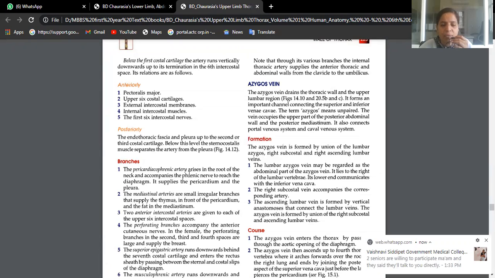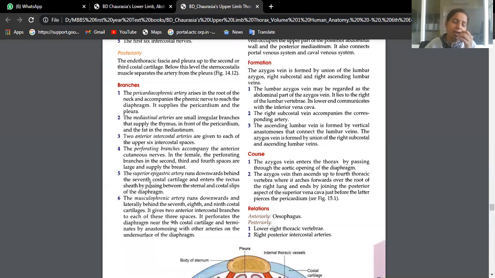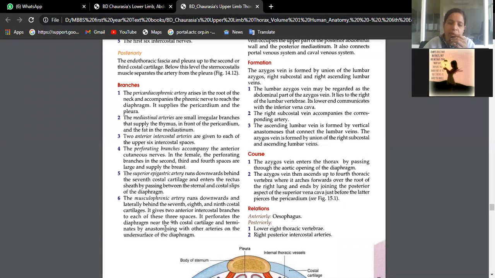Branches: pericardiophrenic artery, mediastinal artery, anterior intercostal, and then perforating branches, superior epigastric and musculophrenic. Superior epigastric artery enters the rectus sheath and anastomoses with the inferior epigastric artery. After the 6th intercostal space, the remaining anterior intercostal arteries come from musculophrenic, that means the 7th, 8th, 9th spaces. They get the anterior intercostal arteries from musculophrenic and not directly from the internal thoracic artery.